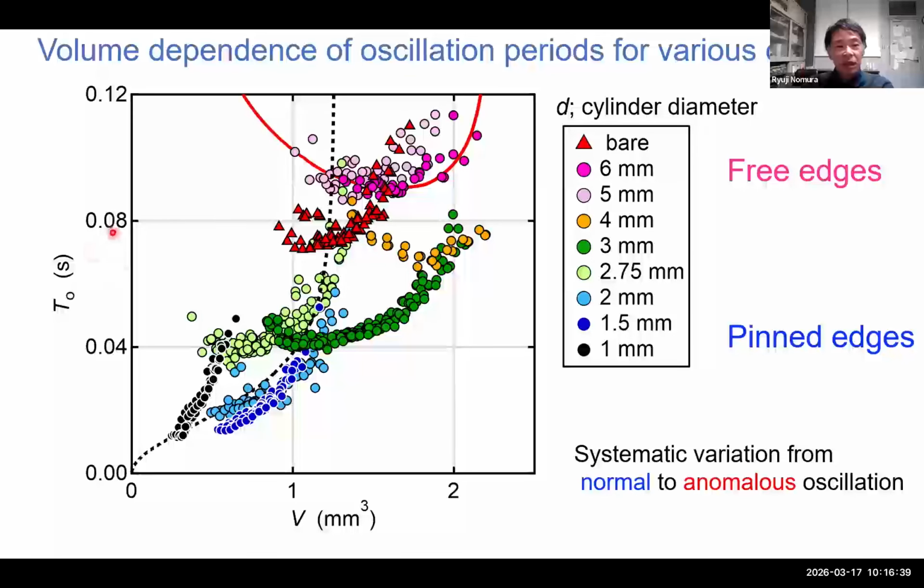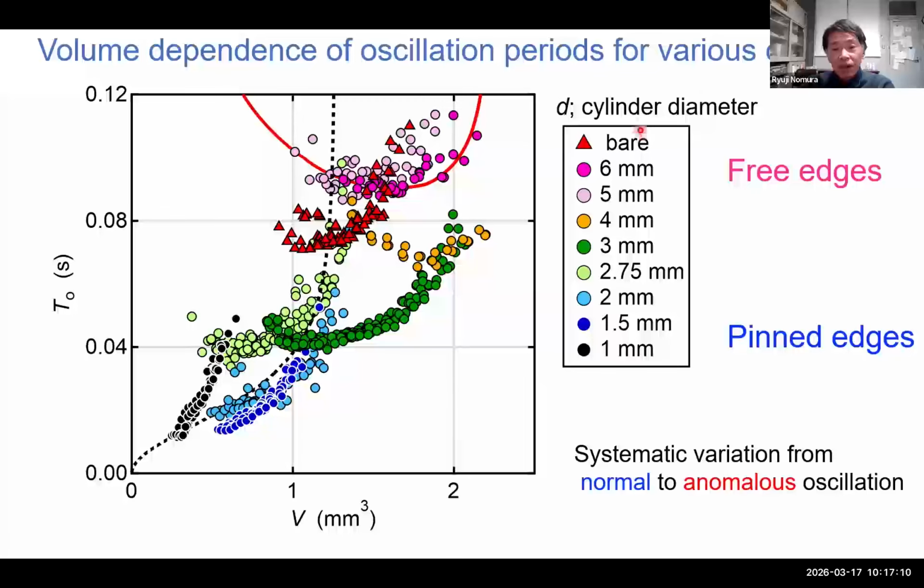And this is the overall dependence of the oscillation period on the volume, using various diameters of the cylinder. So we have many diameters of the cylinder. For the narrow cylinders, the edge was pinned. In this pinned case, there is a monotonic increase of the oscillation period as a function of the volume. So this is normal behavior.